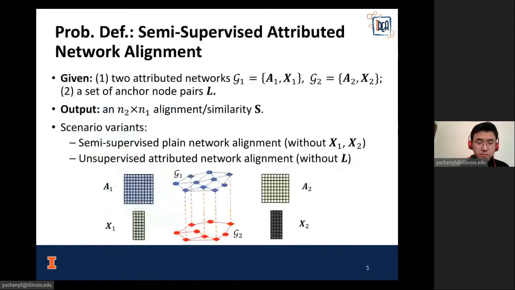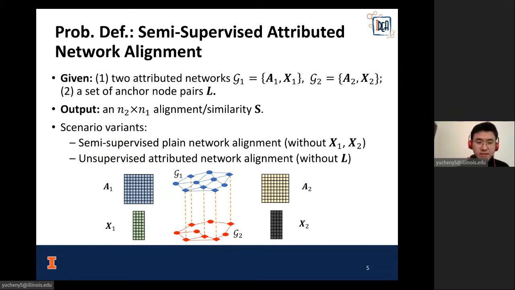From a definition, for semi-supervised attributed network alignment, we have two inputs. The first is two attributed networks, G1 and G2. For each network, we have the adjacency matrix A and the attribute matrix X. In addition, we have a set of anchor node pairs L. For those L, it means that we already know that some node pairs in L have been aligned together. And for the output, we need to output the alignment or similarity matrix S.